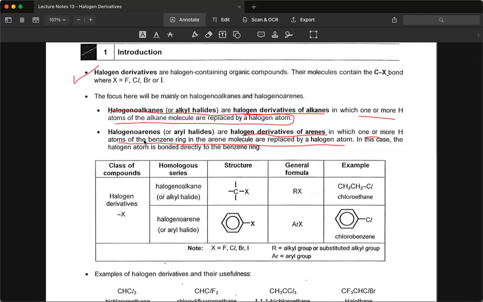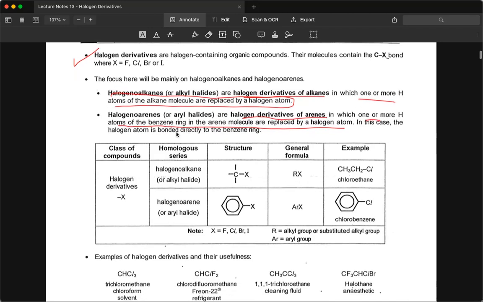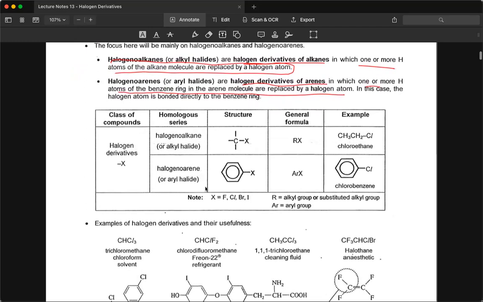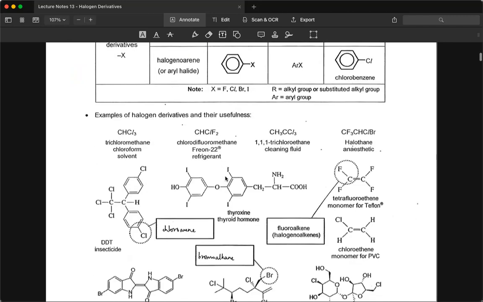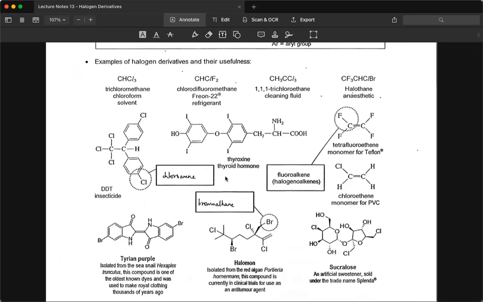Haloarenes or aryl halides are halogen derivatives of arenes, where one or more hydrogen atoms of the benzene ring in the arene molecules are replaced by a halogen atom. The halogen atom is bonded directly to the benzene ring. So these are the structures of haloalkanes, haloarenes, their general formula, and the examples. This is a short summary of the various examples of halogen derivatives and their use.